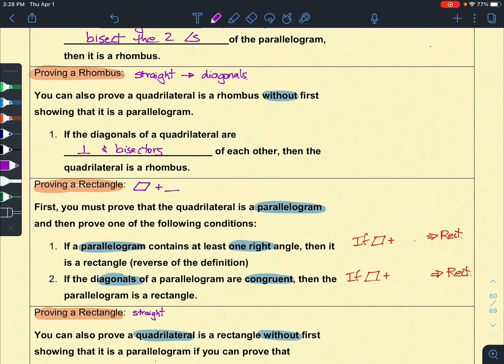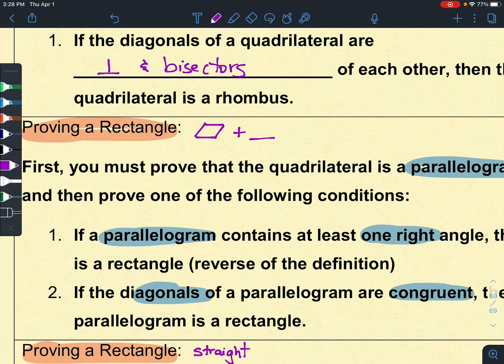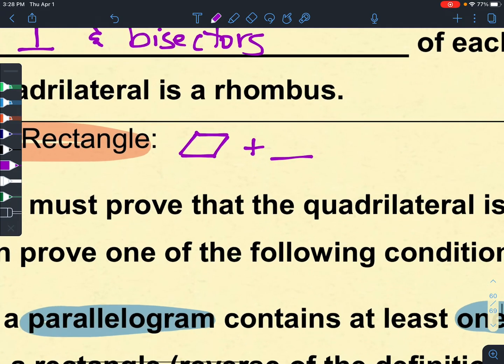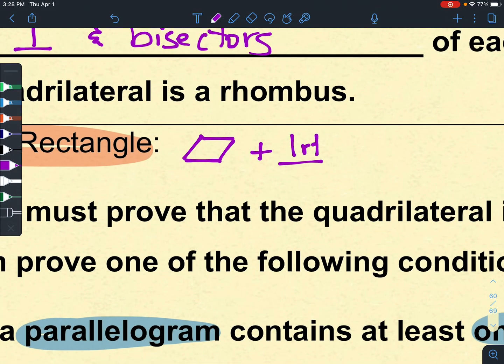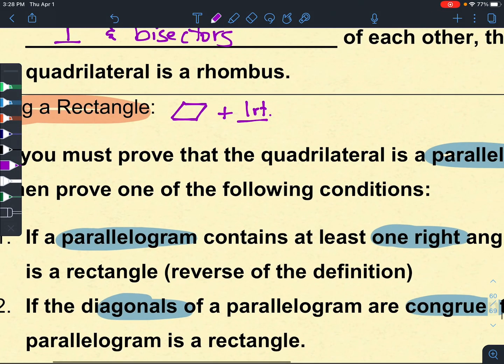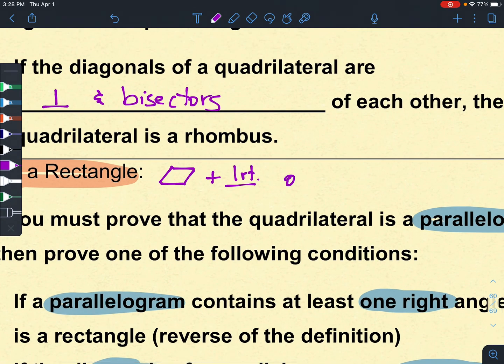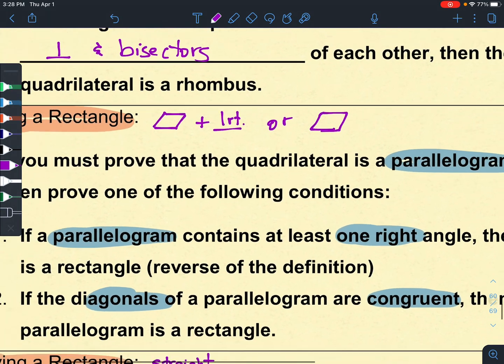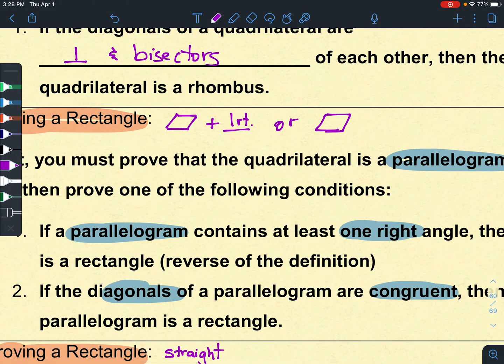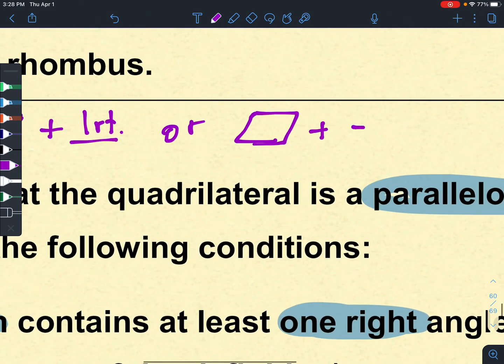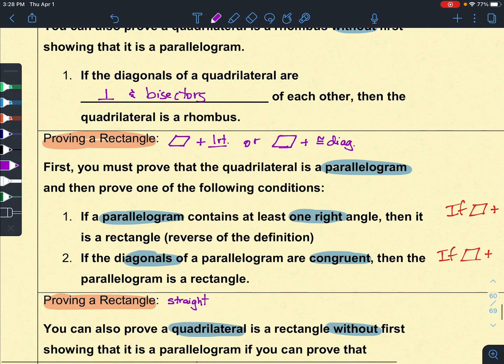Proving something's a rectangle. So in this case, we're going to take a parallelogram plus a right angle. Okay, so if you get one right angle, then the rest of them have to be right angles, right? That would be sufficient. Or if I take a parallelogram and then look at the diagonals, and if the diagonals are congruent, so plus congruent diagonals, then I also would have a rectangle. All right.